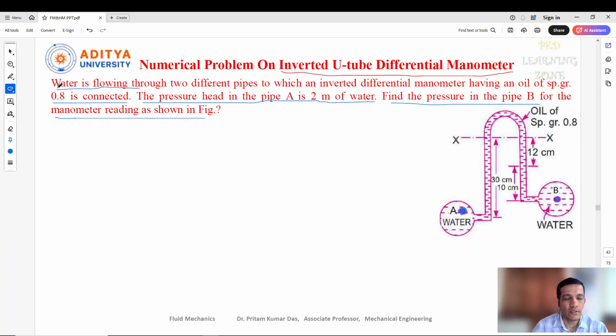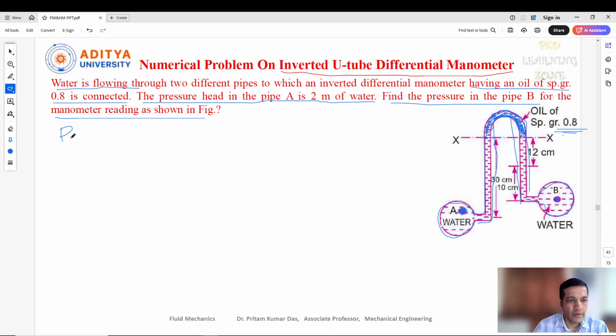So let's try to understand the question first. Water is flowing through two different pipes, this one and this other one, to which an inverted differential manometer is connected. This is the structure of the inverted U-tube differential manometer in which the oil is present, having specific gravity 0.8. The color should be different here, because the oil present here would be a different color. The pressure head at point A is given as 2 meters. So let's find out what data is given here.